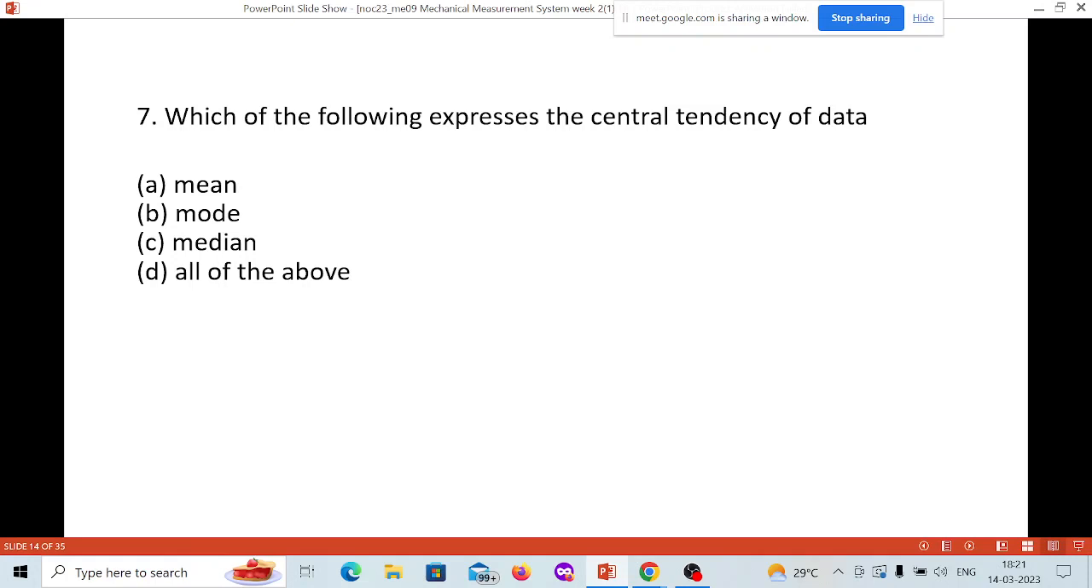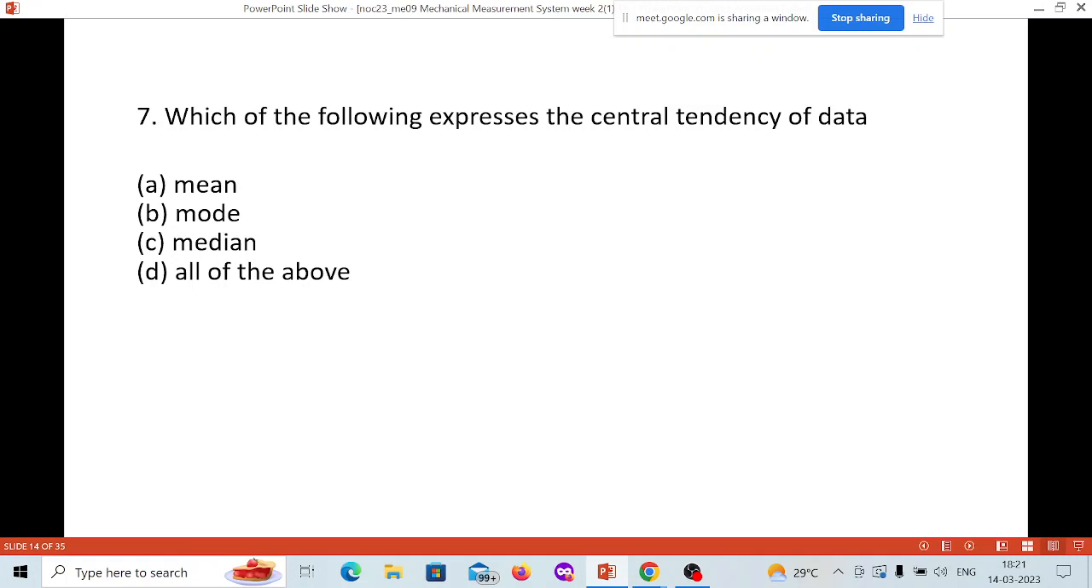All of the above. Mean is the average value of the data. If you have a spread of data, you sum it all and divide by the number of data readings you have. That gives you the mean. The median is the middle value of the ordered list. If you put the data in ascending order, the middle value gives you the median. The mode is the value which occurs most frequently in the data.